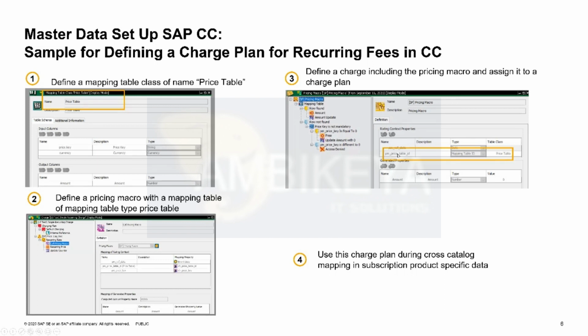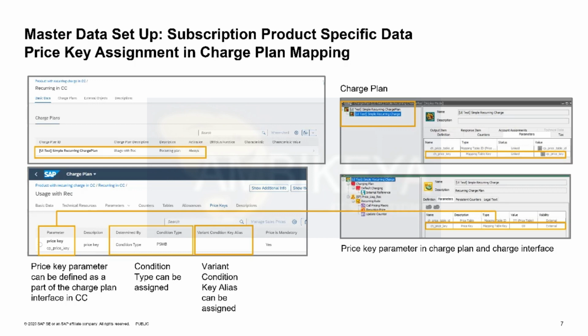And then when this step is done, we go to the next step and do cross-catalog mapping now. So this is here step 4, the details. We are now in our Fiori app to do this cross-catalog mapping. And we have already created this charge plan, which you saw in the slide before. And during cross-catalog mapping, you request your charge plan and it will find a parameter of type price table, with the respective price key. So we know now we have to do a mapping between this price key and a condition type.